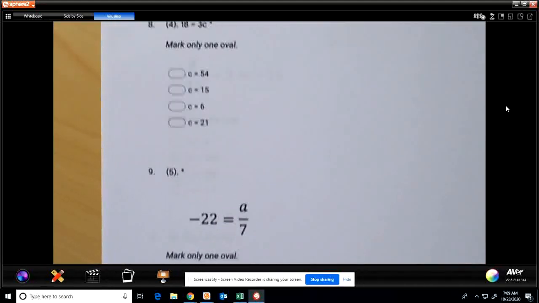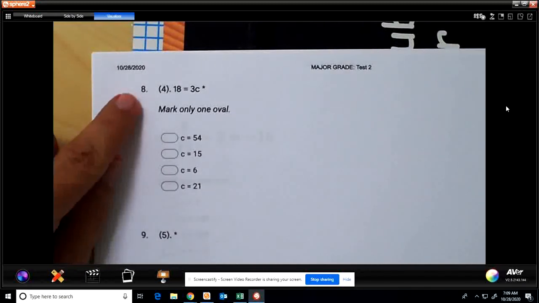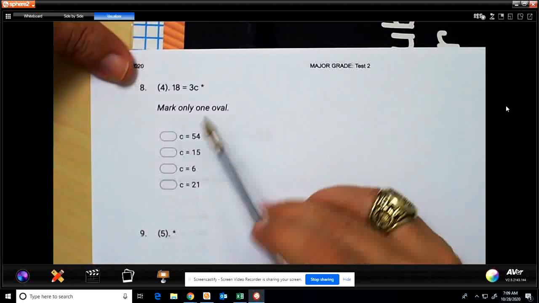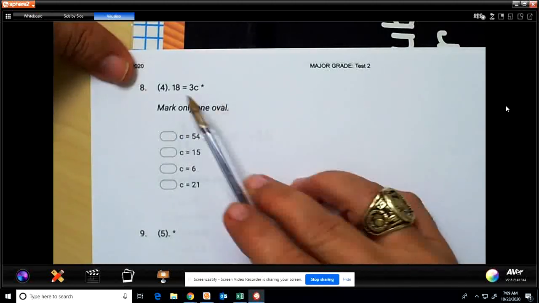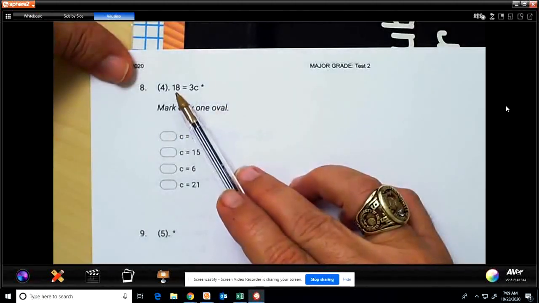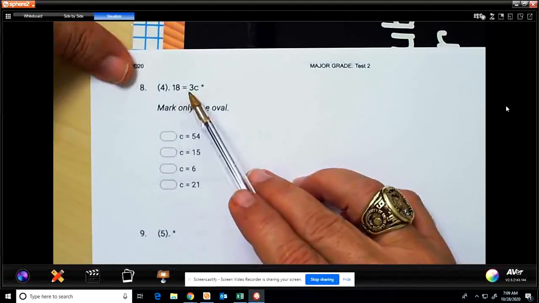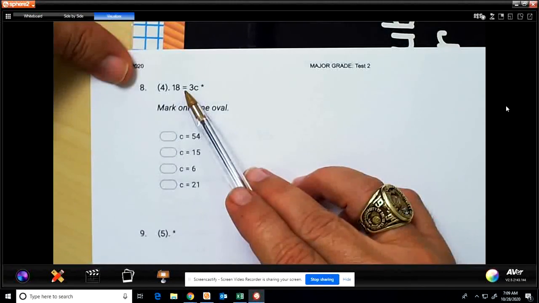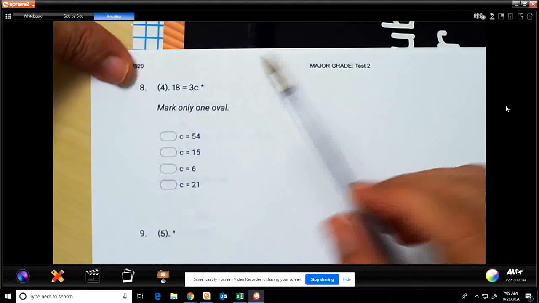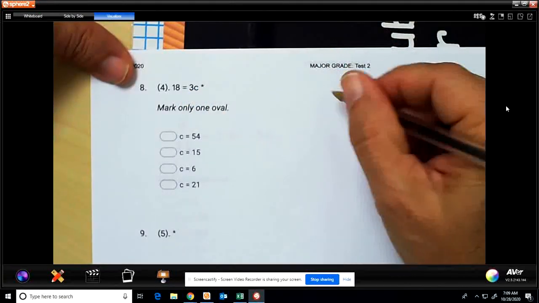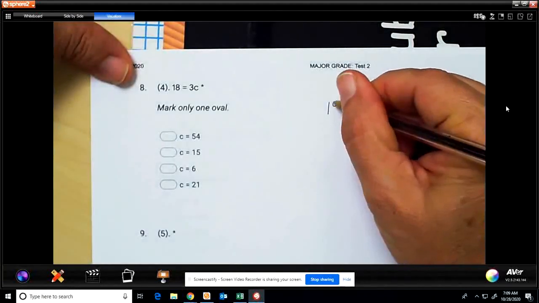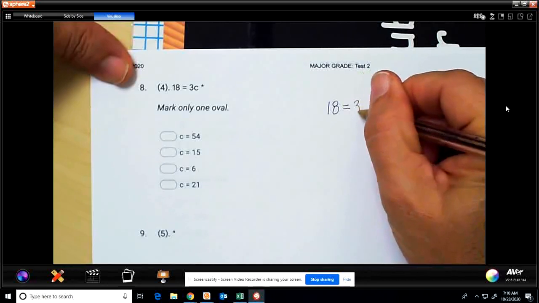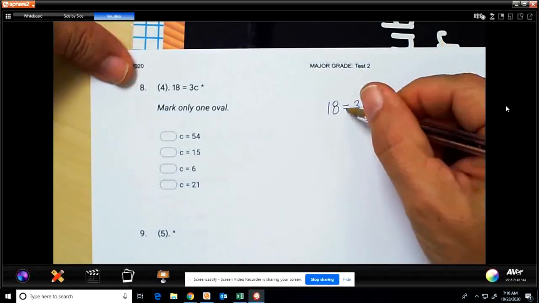Next question, number 4, for problem number 8, says mark only one oval. So our problem is 18 equals 3 times C. So again, I would come over here, write 18 equals 3C.